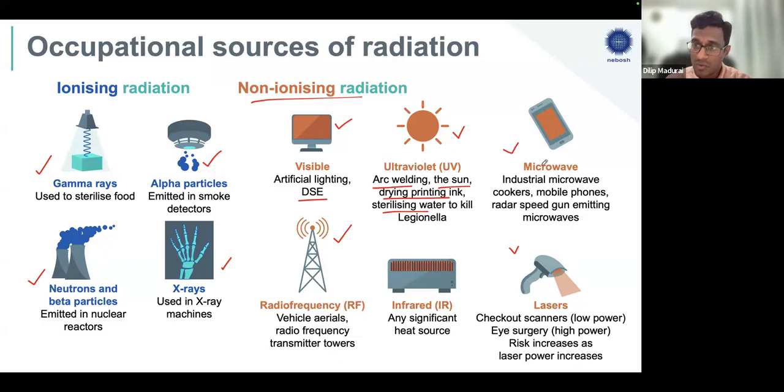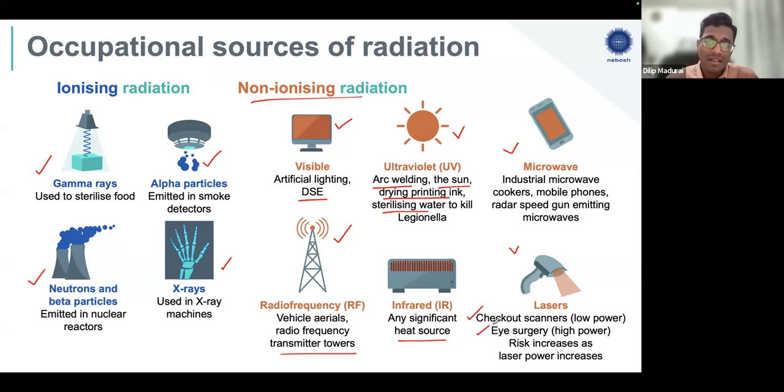And then sources of microwaves: industrial microwave cookers, mobile phones, radar speed guns emitting microwaves, RF radio frequency waves, vehicle aerials, radio frequency transmitter towers. Infrared, any significant heat source. So anywhere there is a source of heat or fire, infrared. And then lasers, like those used in checkout scanners in retail stores or supermarkets or other industries, and eye surgery. So all these are different sources of non-ionizing radiation.